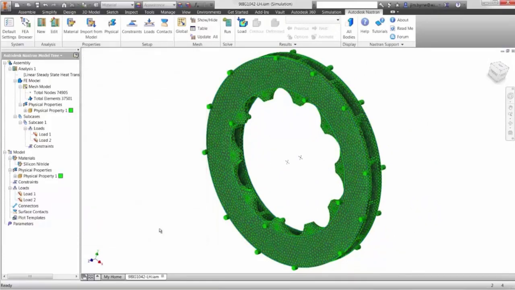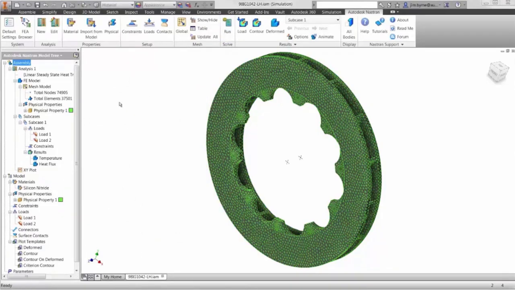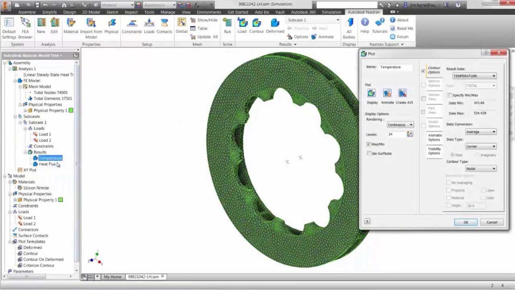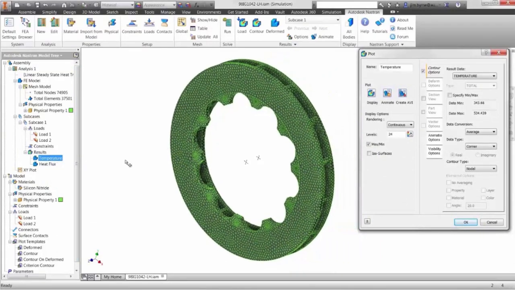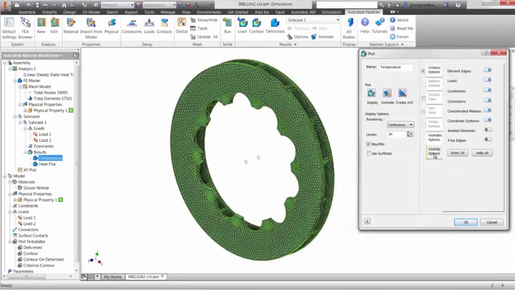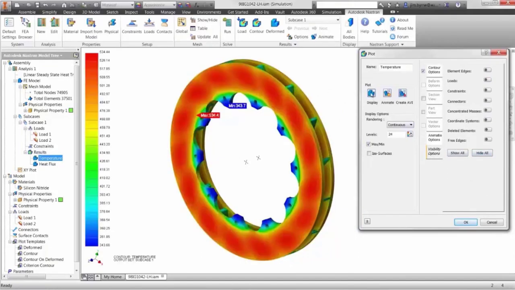All that is left is to run the solver. This model takes about 1 minute to solve. Let's take a look at the results for the final temperature distribution. The plot shows the non-uniform temperature distribution that can be used as a load in a subsequent thermal expansion analysis. You can see some of the heat is transferred to the vanes on the inside of the rotor.